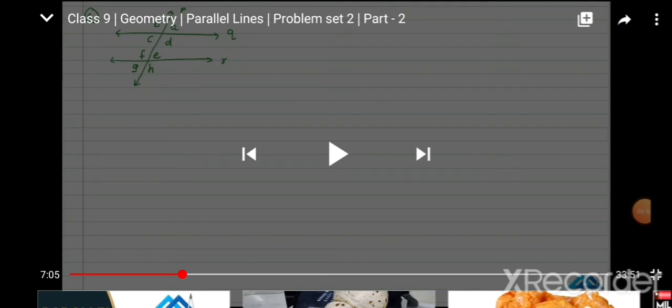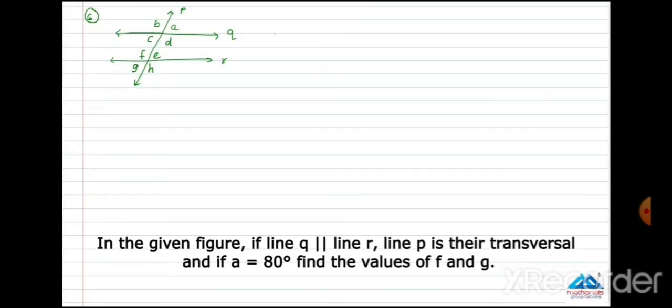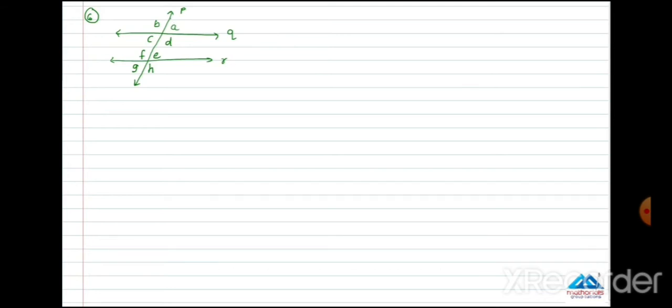So student, come to the main question number 6. On your screen, the figure of main question number 6 is there. I will read the question. In the given figure, if line Q is parallel to line R, line P is the transversal. If A equals 80 degree, then find the value of G and F. So here, student, we have A equals 80 degree and we want to find the value of F and G.